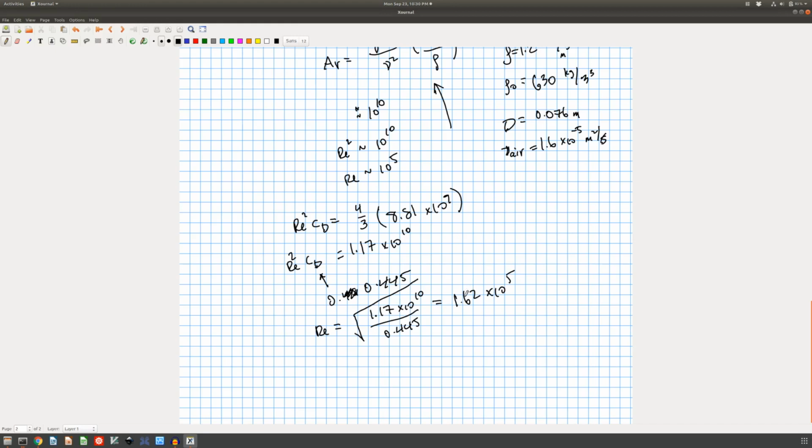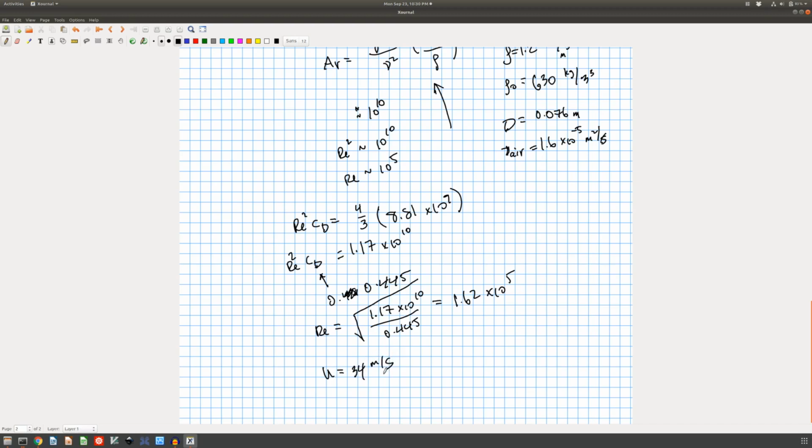And if we compare to our previous answer, I think we had 1.64 times 10 to the 5th. So we lost a decimal place that we were being careless with. Okay? So, and then if we wanted to, we could go ahead and calculate U, which, if I remember right from our example in class, U is around 34 meters per second.